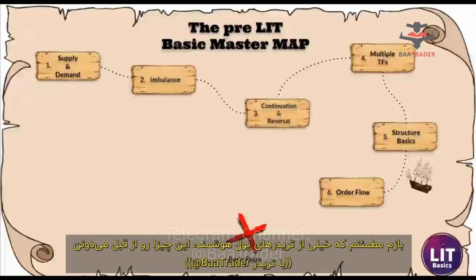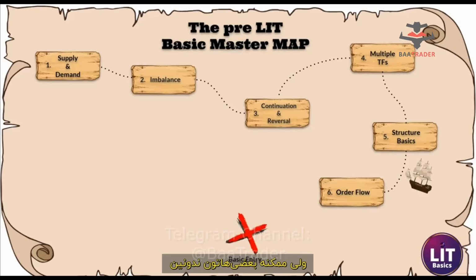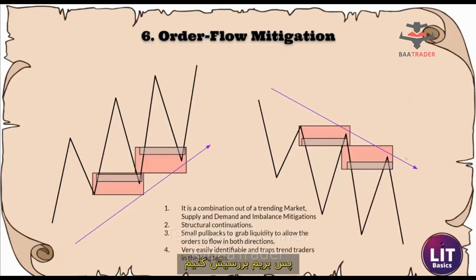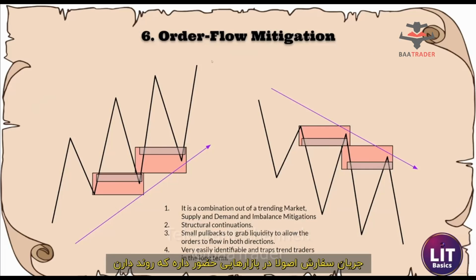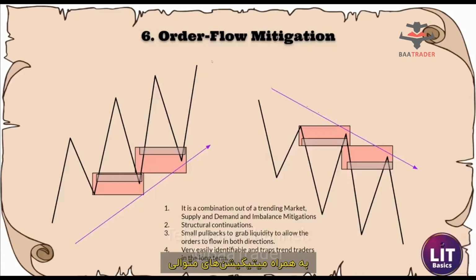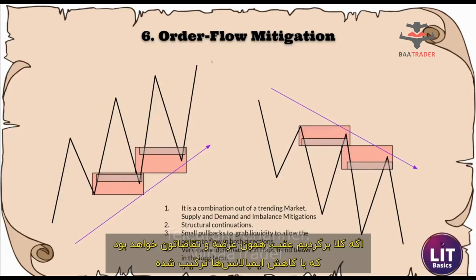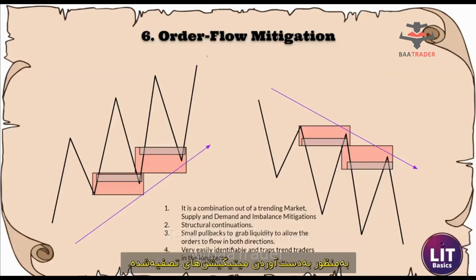Order flow. Again, I'm sure a lot of the smart money traders already know about this, but maybe there are some of you who don't. So let's cover what it is. Basically, order flow is present in a trending market with consecutive mitigations. If we go all the way back, that would be your supply and demand combined with imbalance mitigations to get those refined mitigations. So it's just small pullbacks to grab liquidity and allow order to flow in both directions.